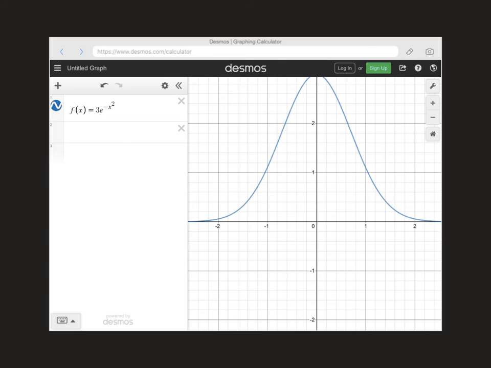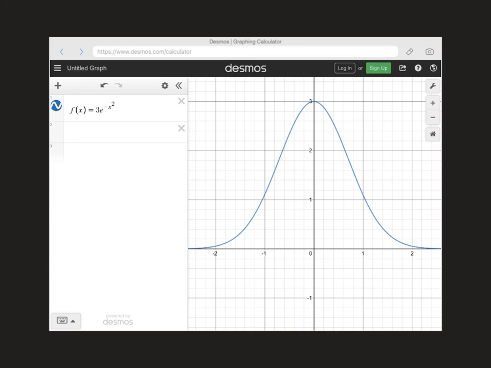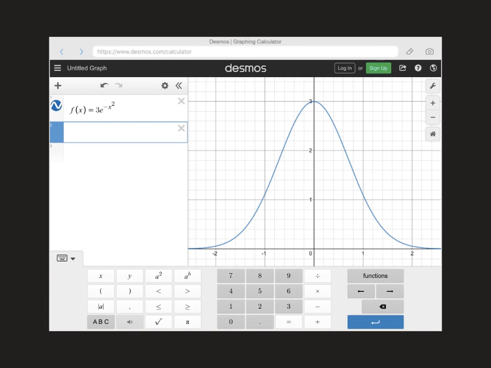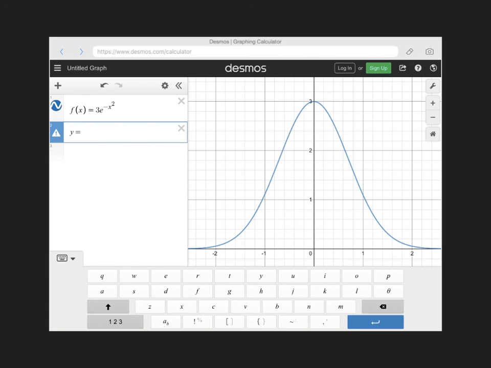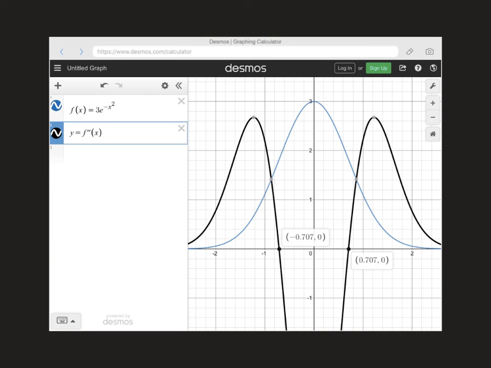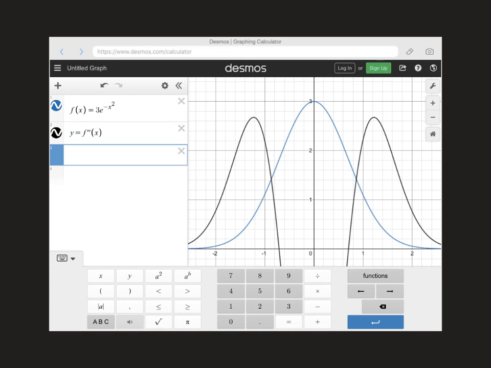So if we want to find the x coordinates of the inflection points, you can simply type in the function like I have here, f of x equals 3e to the negative x squared. And then you can tell Desmos to graph the second derivative by typing y equals f double prime of x. To do that, make sure you hit the shift key on this keyboard here. So you've got to do parentheses, x, parentheses. And the places where the second derivative, which is the black curve, crosses the x-axis, those are the x-coordinates of the inflection points. If you want to know the y-coordinates, you'll have to draw vertical lines up from those points.